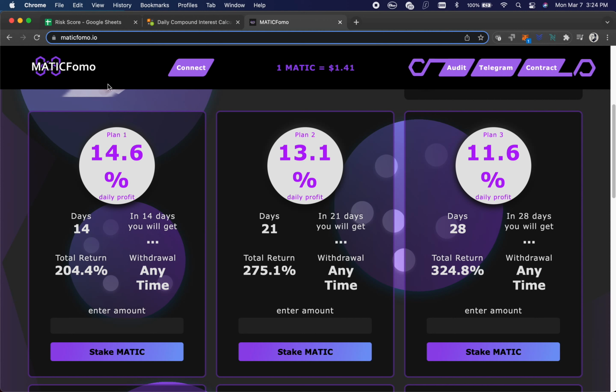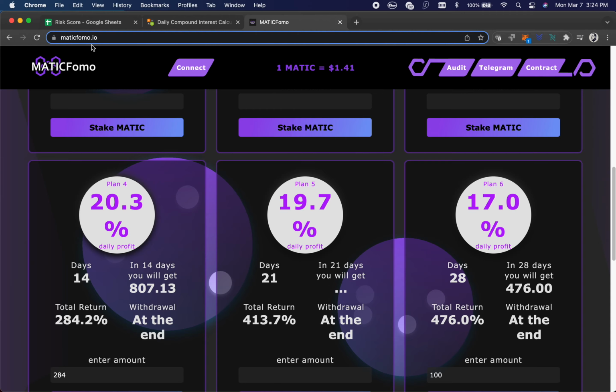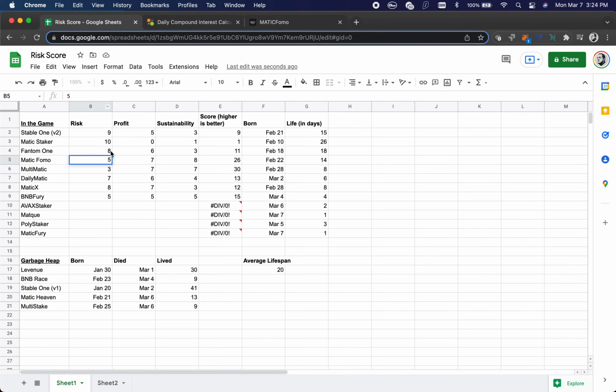Yeah, just these ones that are a little older. There's a lot of Matic coming into this, but it's been around for a while. So a lot of these plans down here are going to be unlocking, and you just have to weigh that in there. So move that risk up a little bit. Sustainability, I might move it down just because of its age. So just be aware of that.